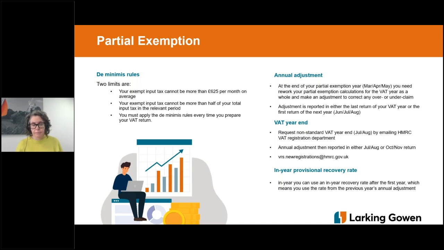And finally on this slide, once we're up and running and we've done a year's worth of VAT returns, you are able to start using what's called the in-year provisional recovery rate. So what that does is remove the administration from you of having to do your partial exemption calculations every single quarter. And instead, you can look back at last year's annual adjustment percentage and just use that for the VAT returns for the next year, until you then come to do your annual adjustment for that year and arrive at the corrected position. So it removes the administration of doing your partial exemption every single time for you.